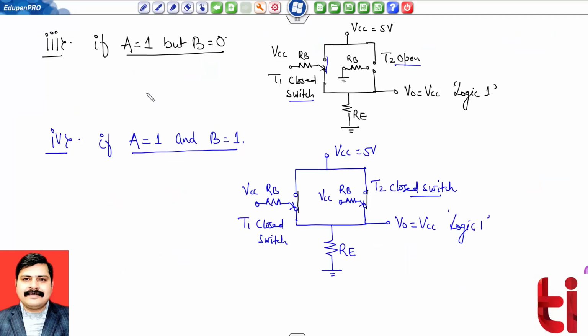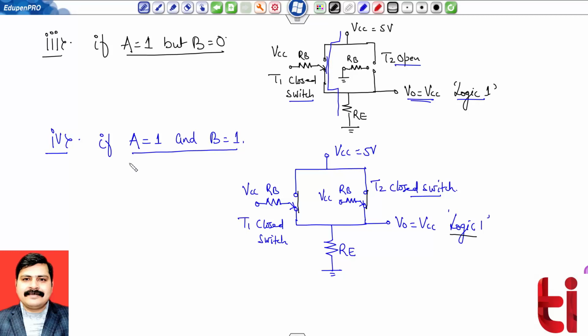Let us consider the third case, A equals 1 but B equals 0. Similar operation: we will have a flow of current because of transistor T1, as it behaves like a closed switch. However, transistor T2 behaves like an open switch, and still we will have output voltage V0 equal to VCC, that is logic 1. And the last case is when both are at 1 1. In this situation, both are working in saturation region, that means both behave like closed switches, and I will have output as logic 1, which is VCC.